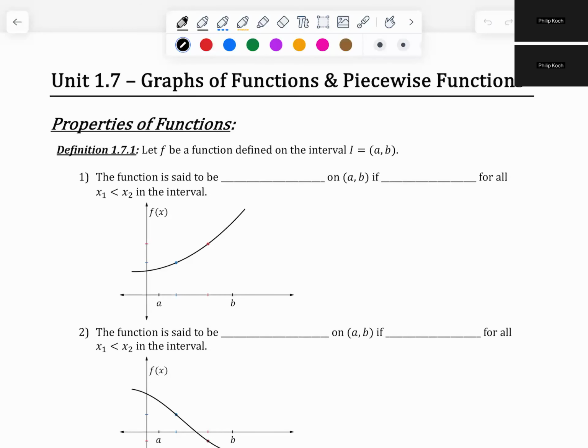Welcome back, everybody. We finished up 1.6 and now we're on to 1.7, which I would rather call properties of functions and piecewise functions. But either way, we have the properties.